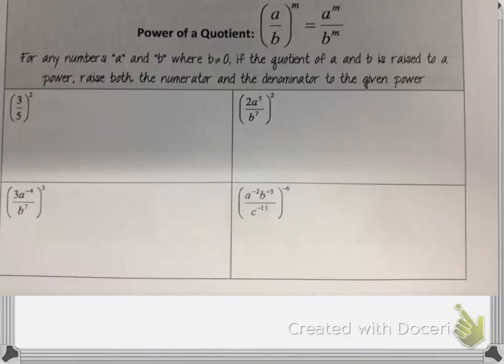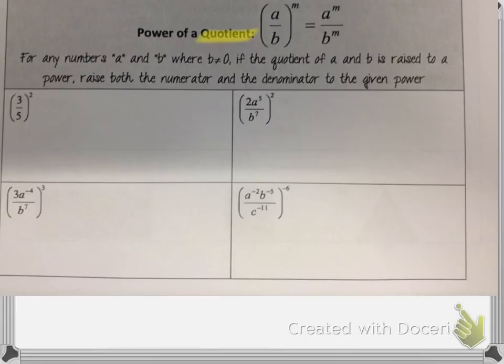We're going to continue our discussion on rules of exponents. Look at powers of quotients. So a quotient, remember, is just a fancy word for division. And so we're looking at division of two variables, or two terms, I guess. Could be numbers, could be variables.